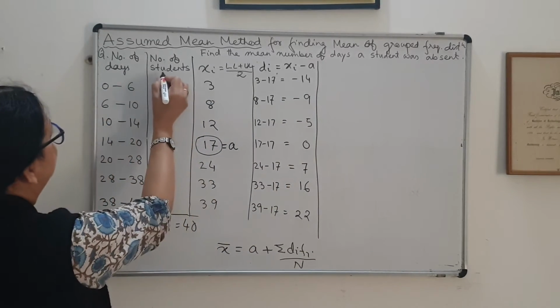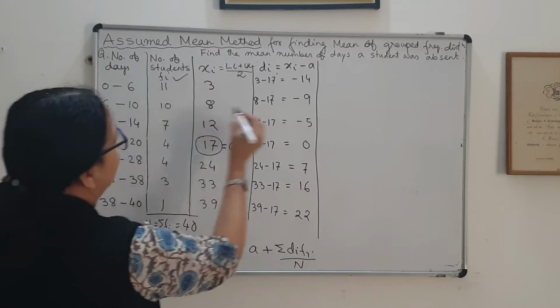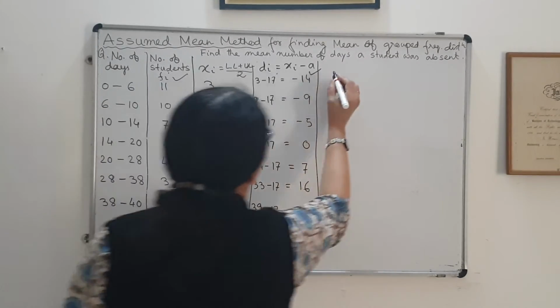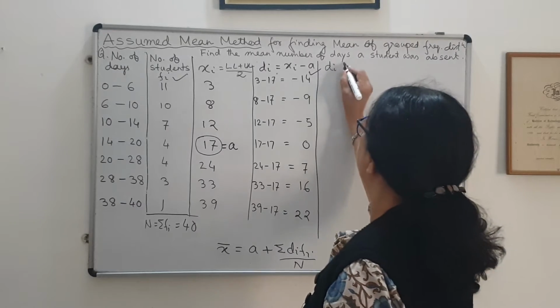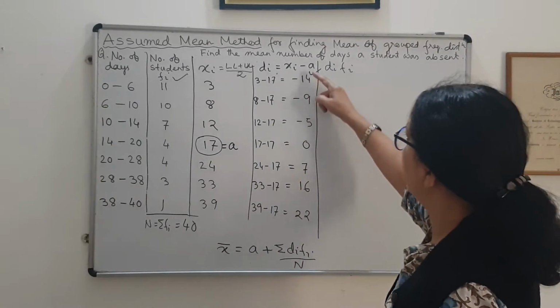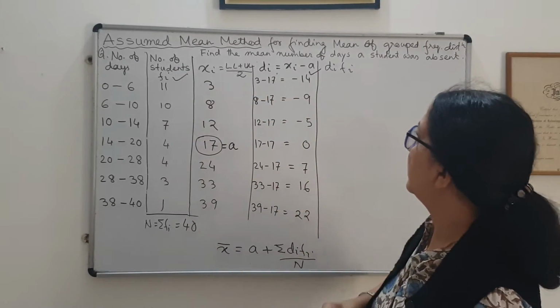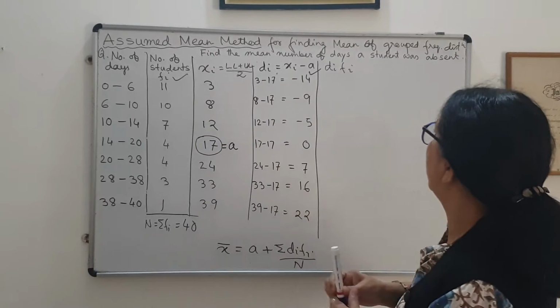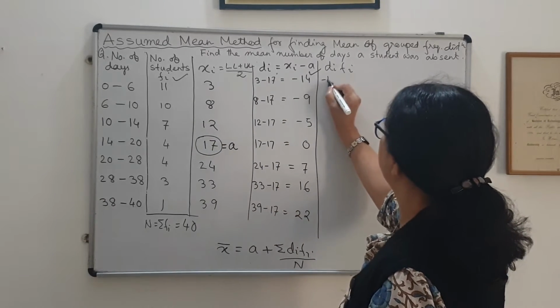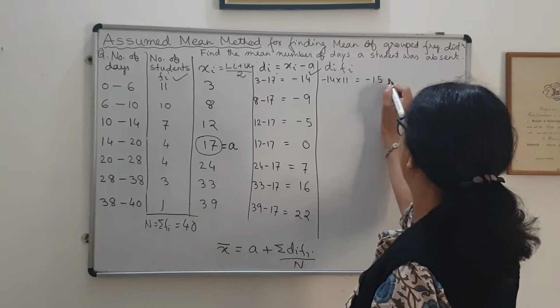Now this was your fi, frequency column. So now I have to take this and this, product of di fi. So be very careful which columns to be taken. These values are di and these values are fi. So the first one you take 11 into minus 14. Let me write down. Di is your minus 14 into 11. So it will become minus 154.